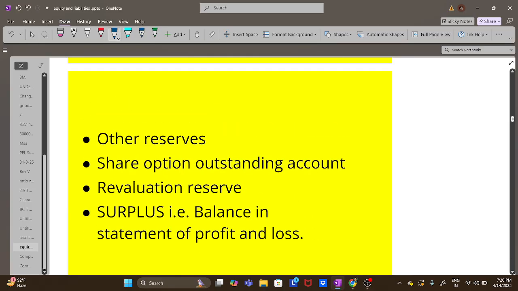Let's go ahead. Other reserves. Share option outstanding again is not to be tested. Revaluation reserve. This is surplus. We used to have net profit in P&L account. So now the new word for P&L is statement of P&L. So in statement of P&L, this surplus will come.